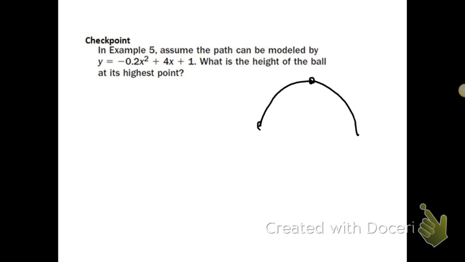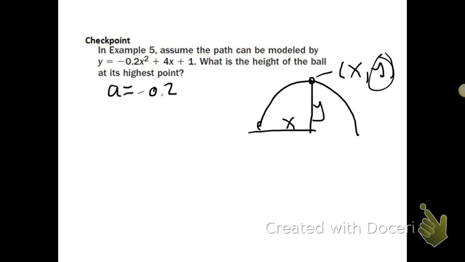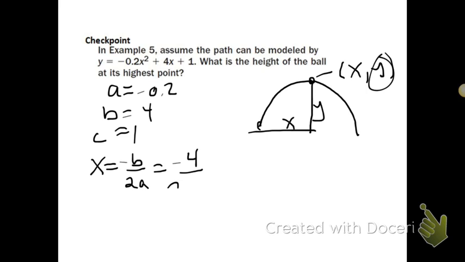We want to find the height, so that value. Really, ultimately, that's the y-coordinate. If the vertex is at x comma y, we want to know the height, the y-coordinate. So this is in standard form, my a value being negative 0.2, my b value being 4, and my c value is 1 in this case. If you remember, the x-coordinate of the vertex is negative b over twice a. So negative b is going to be negative 4 over twice the a value, negative 0.2.